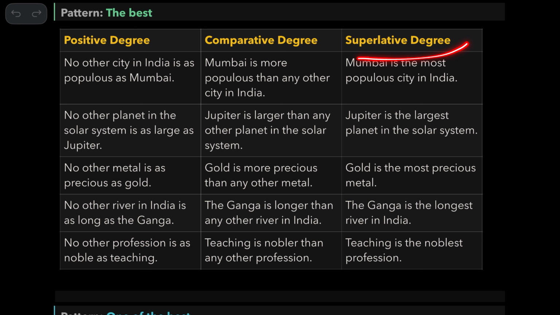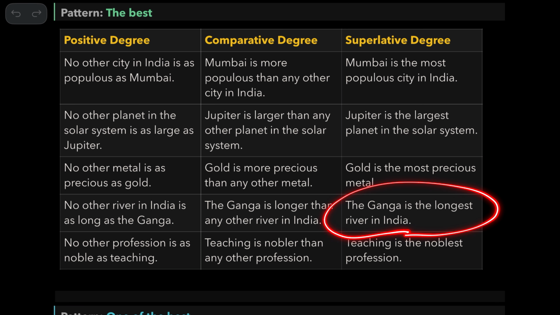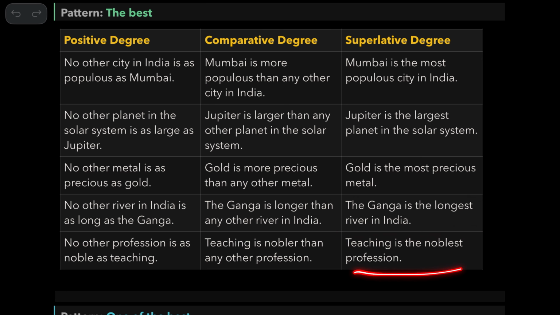Now, superlative degree. Mumbai is the most populous city in India. Jupiter is the largest planet in the solar system. Gold is the most precious metal. And the Ganga is the longest river in India. Teaching is the noblest profession. So they're all similar: the most populous city, the largest planet, the most precious metal, the longest river, the noblest profession.